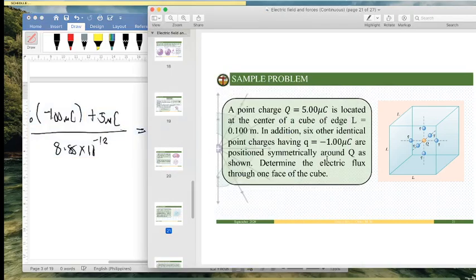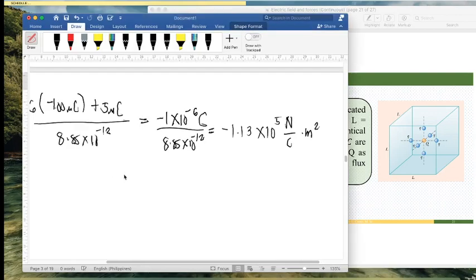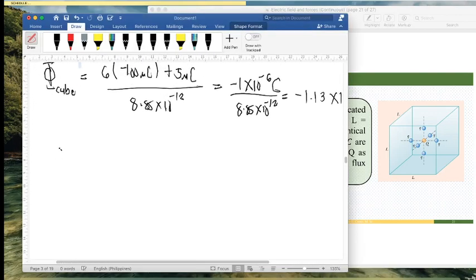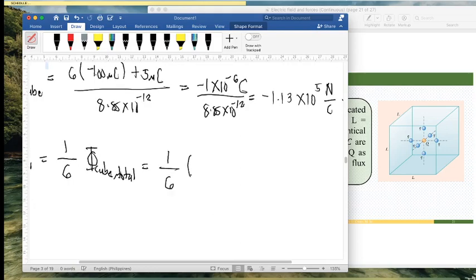But this is actually for the total cube. But ingon man siya nga one face of the cube lang. Remember, there are 6 faces of the cube. So what you're going to do, the one face of the cube is just equal to 1/6 of the total flux of the cube. So we just have to divide this negative 1.13 times 10 raised to 5 by 6. How much is that? So we have negative 0.19 times 10 to the 5 Newton per coulomb times meter squared.